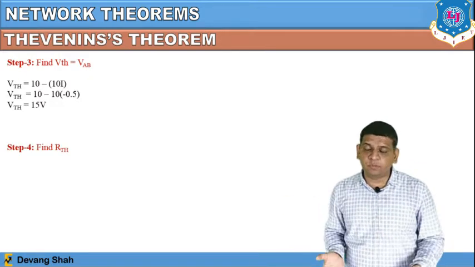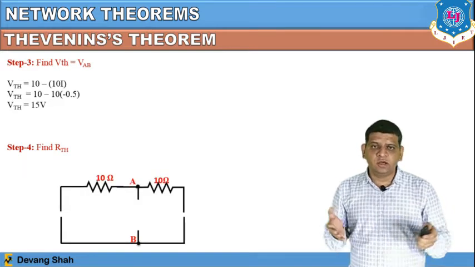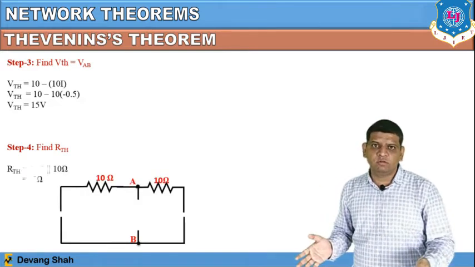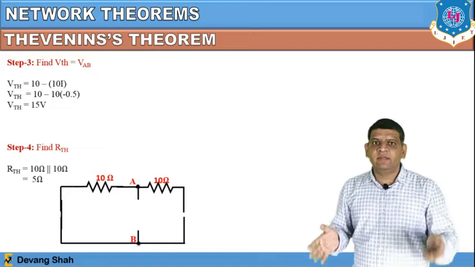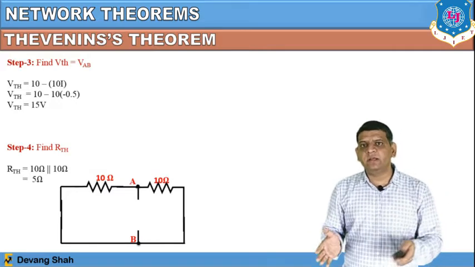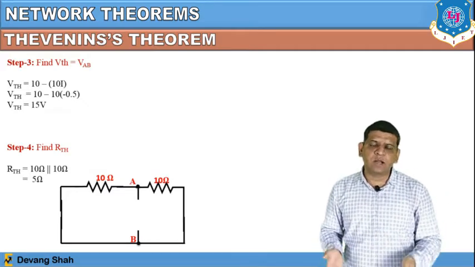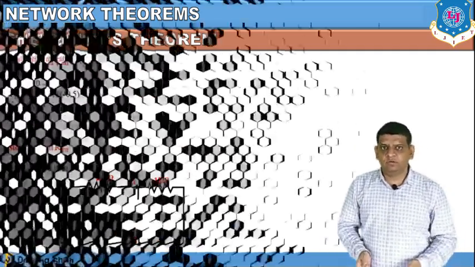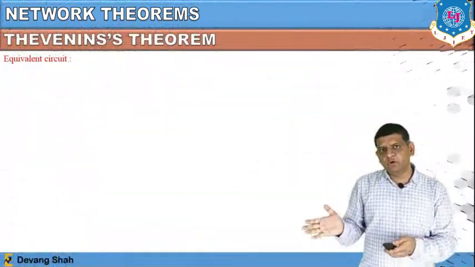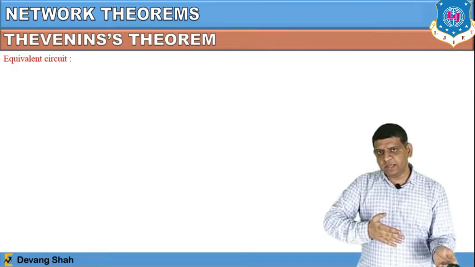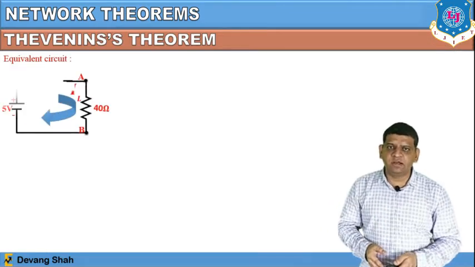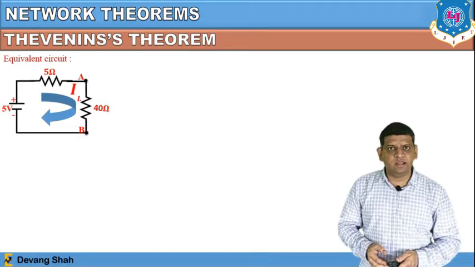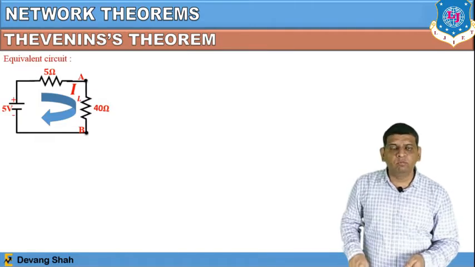Same way, step number 3, we have to find RTH. So make the two voltage sources short. Once you make the two voltage sources short, that means the two resistances 10 ohm and 10 ohm are in parallel with each other. So RTH is equal to 10 in parallel with 10. You will find 5 ohm, right? So ultimately now you found VTH and RTH, right? So make the equivalent circuit where VTH is in series with the RTH, so 15 volt in series with the 5 ohm resistance.